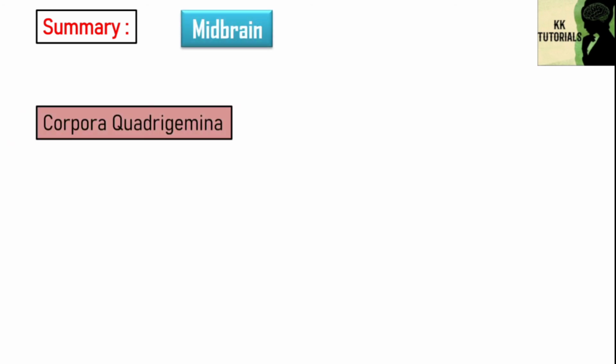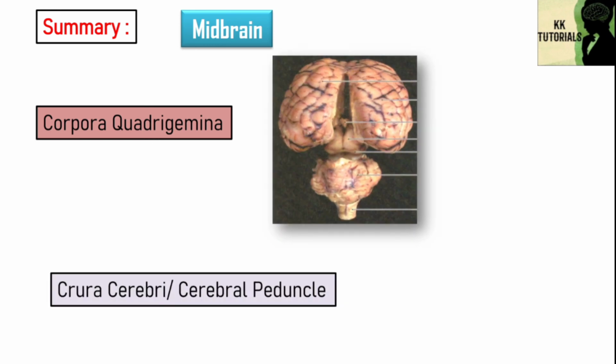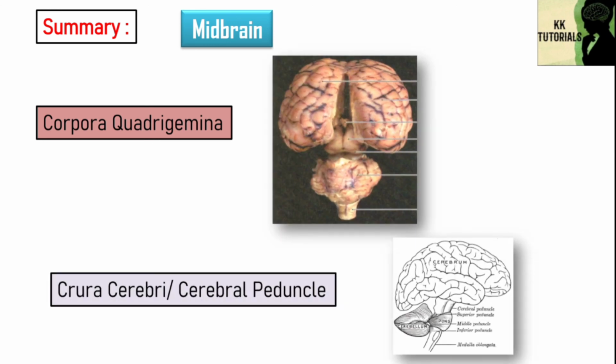Here comes the summary of this video. We have discussed the midbrain in detail. It consists of two main parts, that is Corpora Quadrigemina and Crura Cerebri or cerebral peduncle. We have also discussed locations and functions of other important parts of the midbrain.